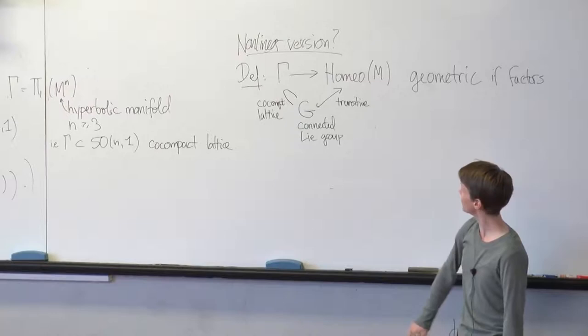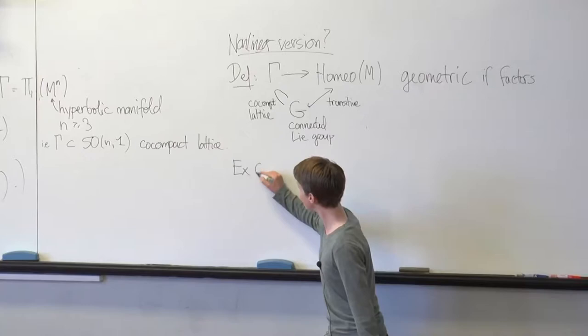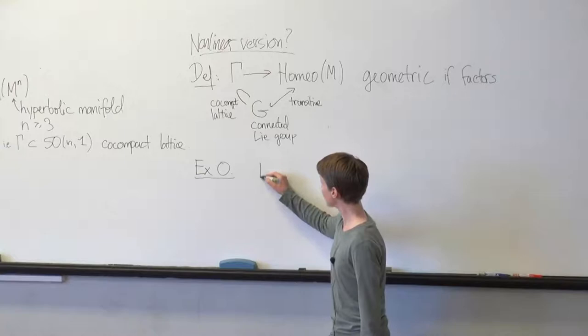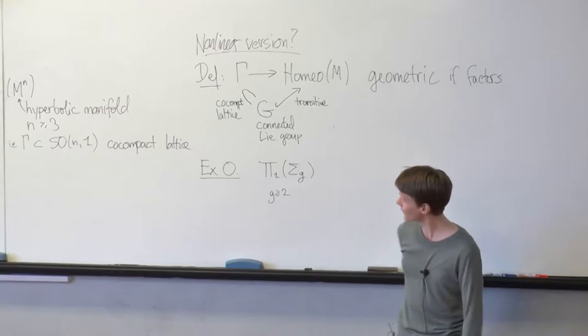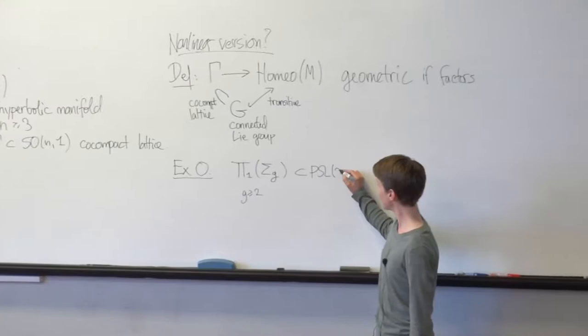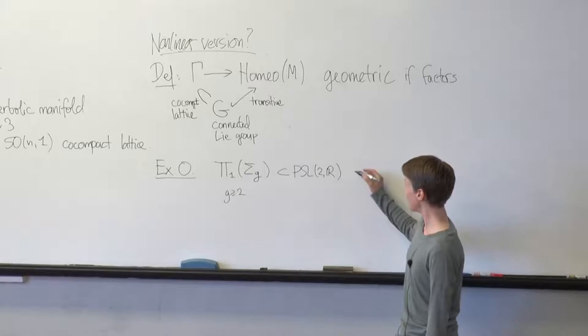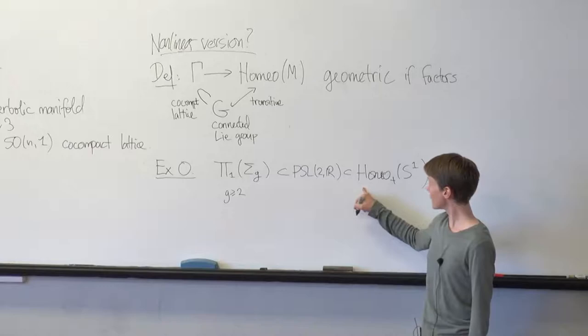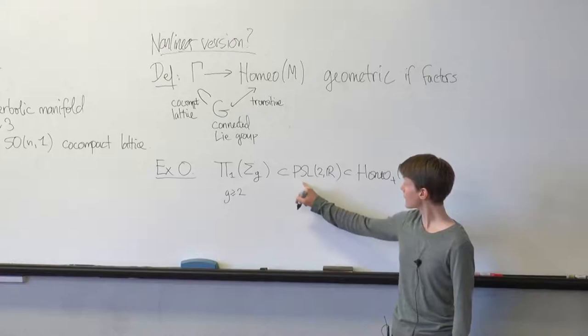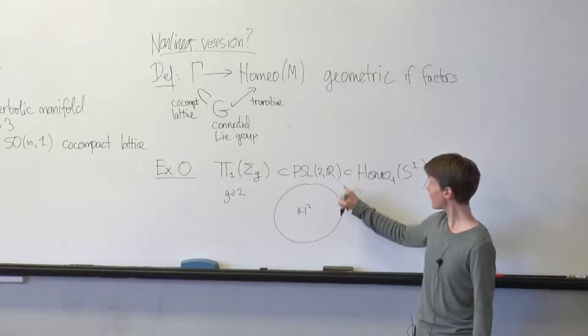Maybe example zero of this is you can put the fundamental group of a surface of genus g at least 2, one dimension down from Calabi's theorem over there, into PSL2R, or SL(2,R) if you like that notation better, which acts on the circle by homeomorphisms. This action is by Mobius transformations, or if you think of this as the isometries of hyperbolic space and you take the Poincaré disk model, this is the action on the boundary.